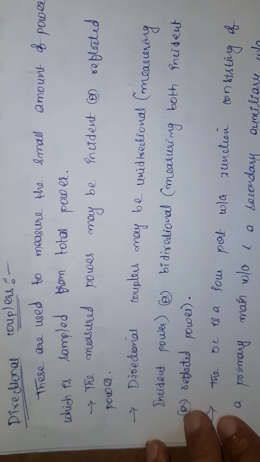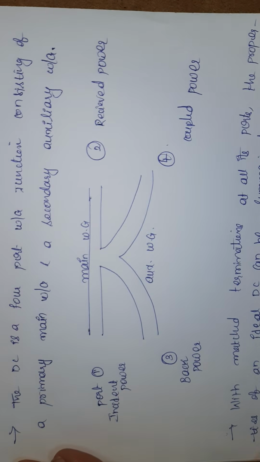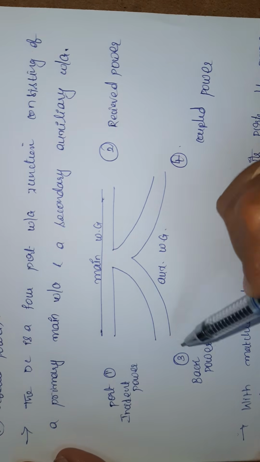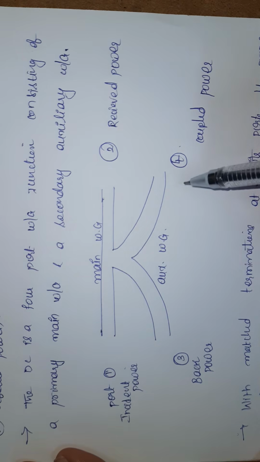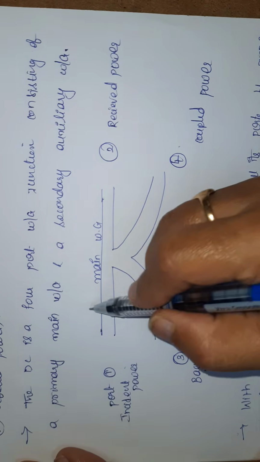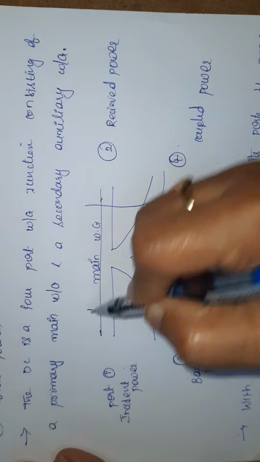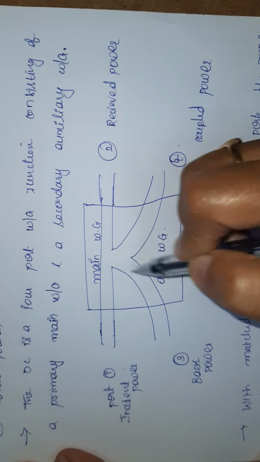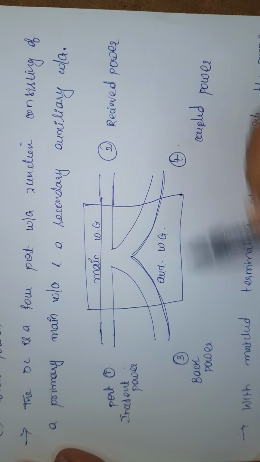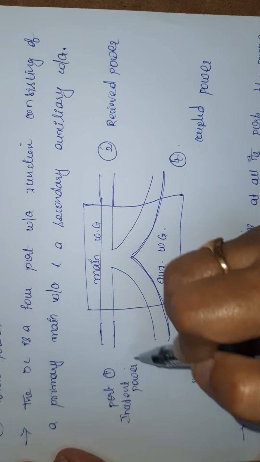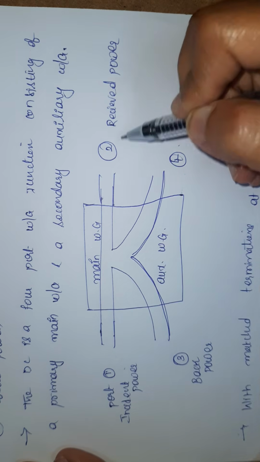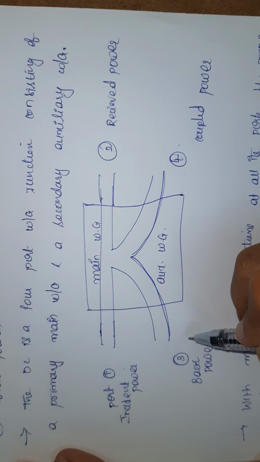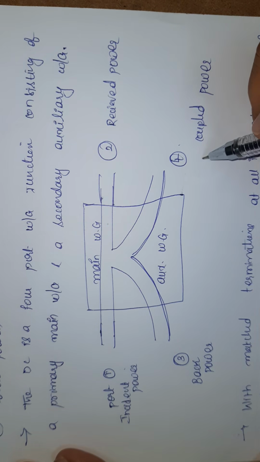If we see this diagram, this is a directional coupler. It is a main waveguide. The directional coupler has four ports, and these four ports are formed by using two waveguides, the main waveguide and the auxiliary waveguide. This is port 1, incident power; this is port 2, received power; this is port 3, back power; and port 4, coupled power.